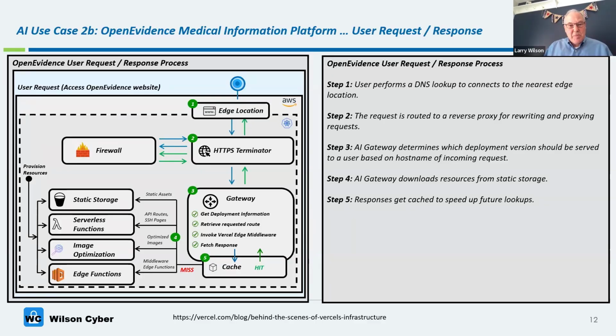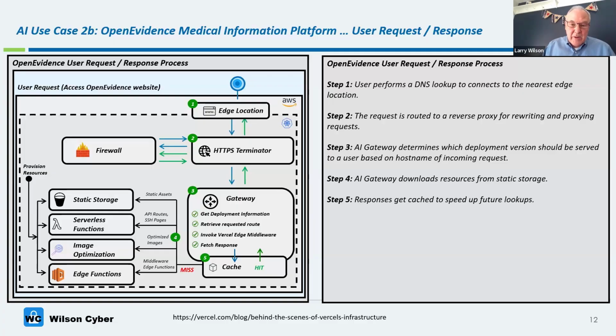a user request and response process. Step one, the user performs a DNS lookup and connects to the nearest edge location of Open Evidence Medical Information Platform. Step two, the request is routed to a reverse proxy for rewriting and proxying requests. Step three, the AI gateway determines which deployment version should be served to a user based on the host name of the incoming request. In other words, the AI gateway determines frequent requests or responses from a particular user and determines which version should be served back to that user.